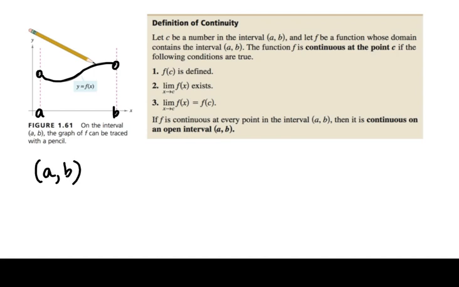A function is continuous at the point C, any point C in between. So here's C, and I'm going to move C left to right. So C can be at any point in between A and B. The definition of continuity says the function is continuous at the point C if all three of these conditions are true. So all three of them have to be true, not just one, but all three. First of all, f of c is defined. Okay? So if c is right here, then f of c has to be defined.